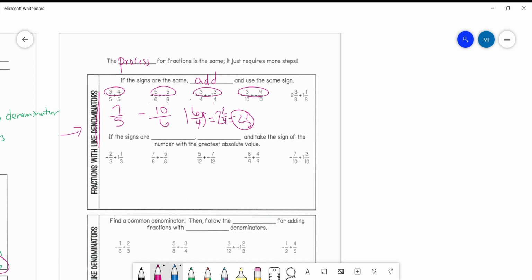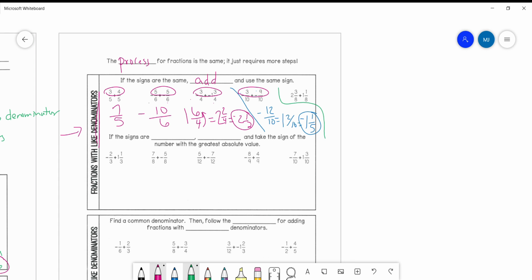So let me change colors here. Negative 3/10 plus a negative 9/10, so 9 and 3 make 12. You can simplify this. You can make it mixed if you want to. 10 goes into 12 one time with 2/10 left. That simplifies to 1/5, and they're both negative, so our answer also needs to be negative.